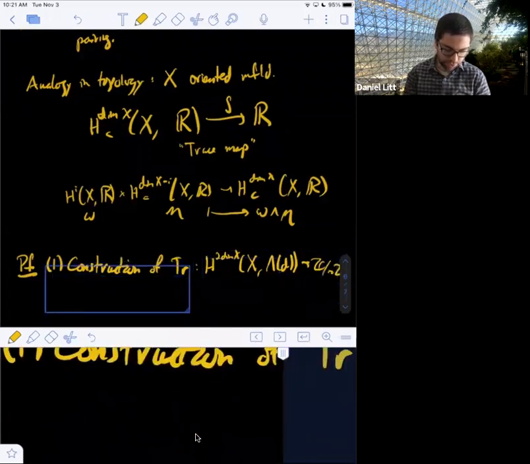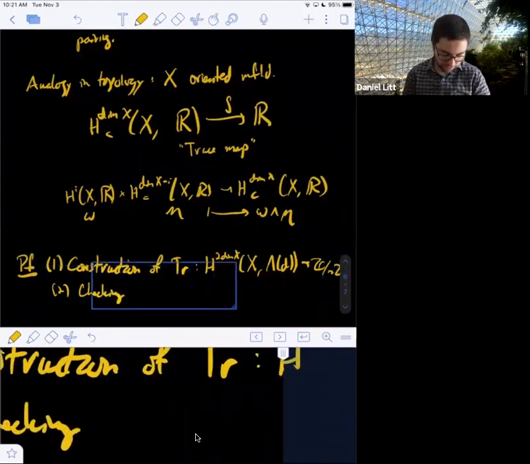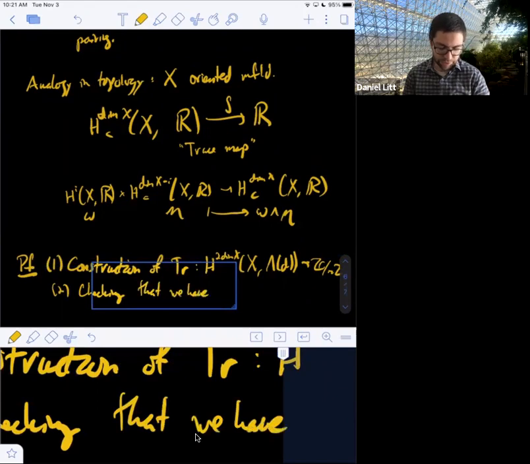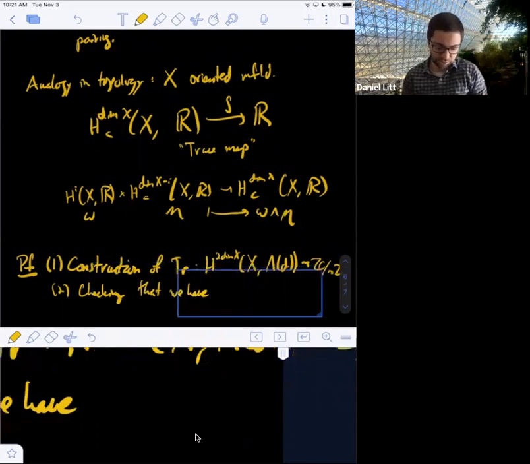And then two is checking that the cup product is a perfect pairing. So checking that we have a perfect pairing. And in doing the latter, we'll actually dramatically generalize the statement. So we'll discuss at least a little bit of Verdier duality.